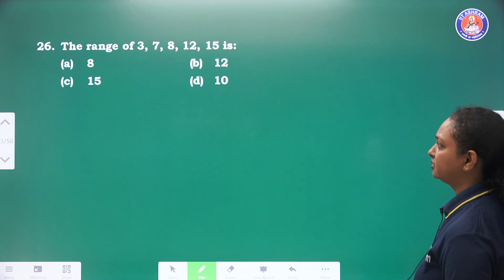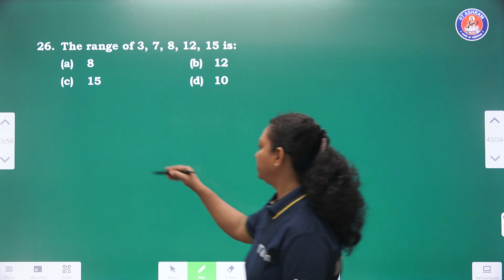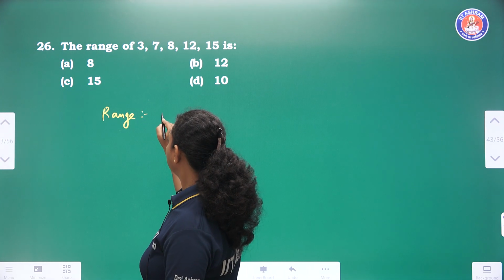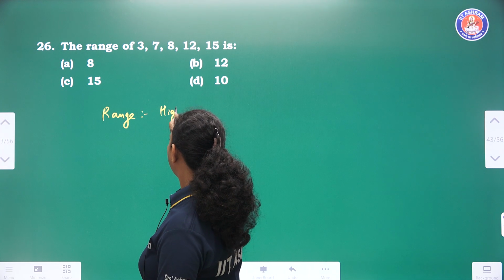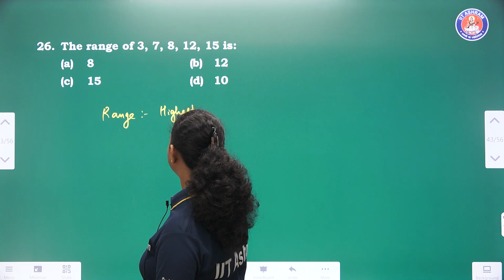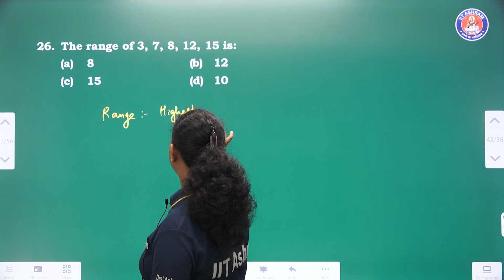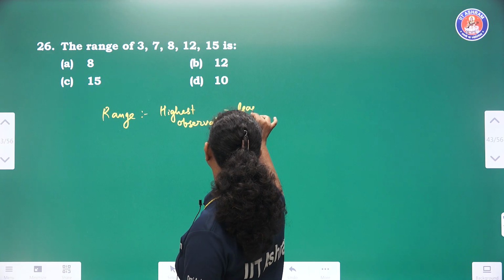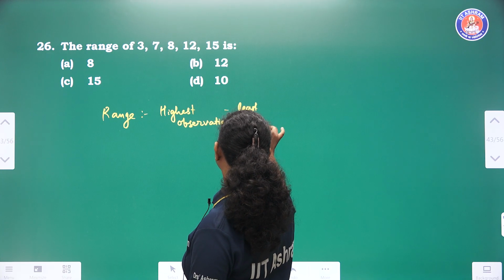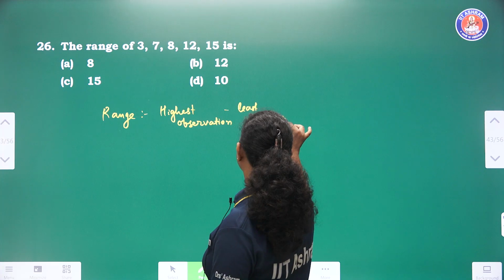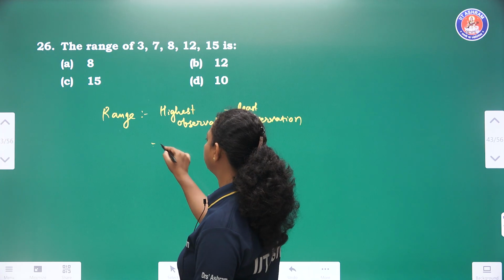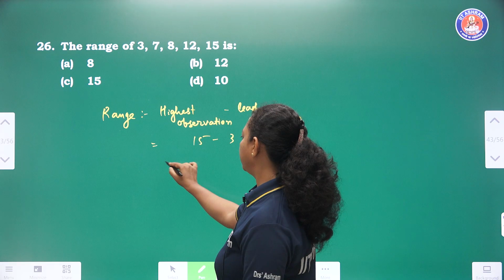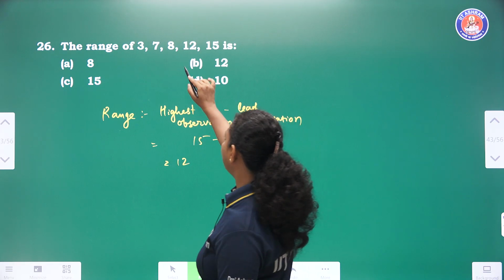The range of this data. So we know what is the range? So what is the definition of range? So range is the difference of highest observation to the least observation. So which one is the highest observation among the given data? 15. And the least one is 3. 15 minus 3 is what? 12.